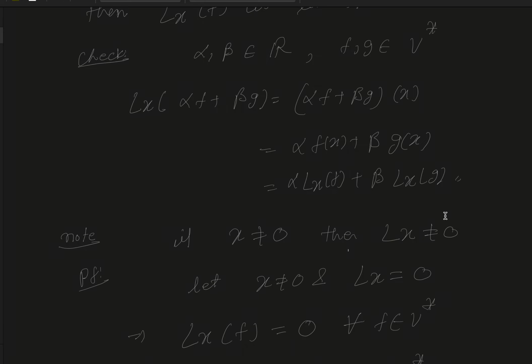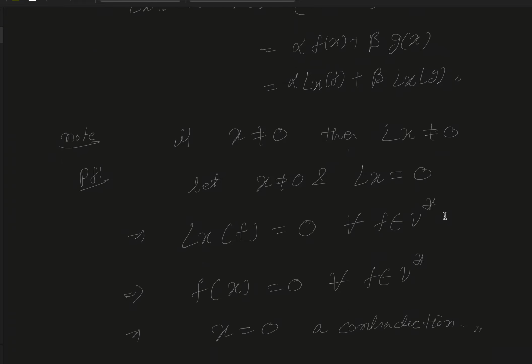All we have to do is take alpha f plus beta g of x, and now since f and g both are linear, we can write it as alpha times f of x plus beta times g of x. And f of x is nothing but Lx of f, and g of x is nothing but Lx of g. In this way we can say that our Lx that we have defined is actually linear.